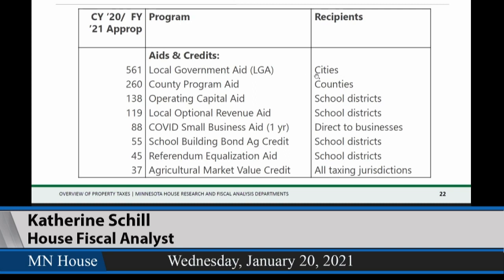The top spender, if you will, is local government aid. That's aid going to cities at $561 million. County program aid is next at $260 million. Going down the slide, operating capital aid and local option revenue aid are both school district recipients. $88 million is for COVID small business aid. That is the aid that was passed in special session 7 last December. This goes directly to businesses. The school building bond agricultural credit at $55 million per year goes to school districts, as does the referendum equalization aid at $45 million. And then we have the agricultural market value credit at $37 million per year. This goes to all taxing jurisdictions.